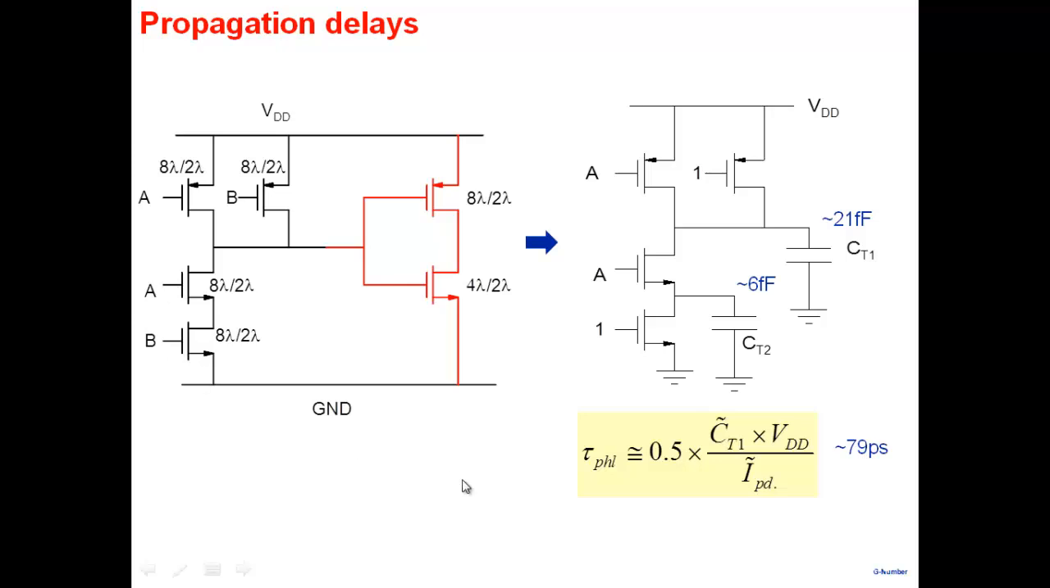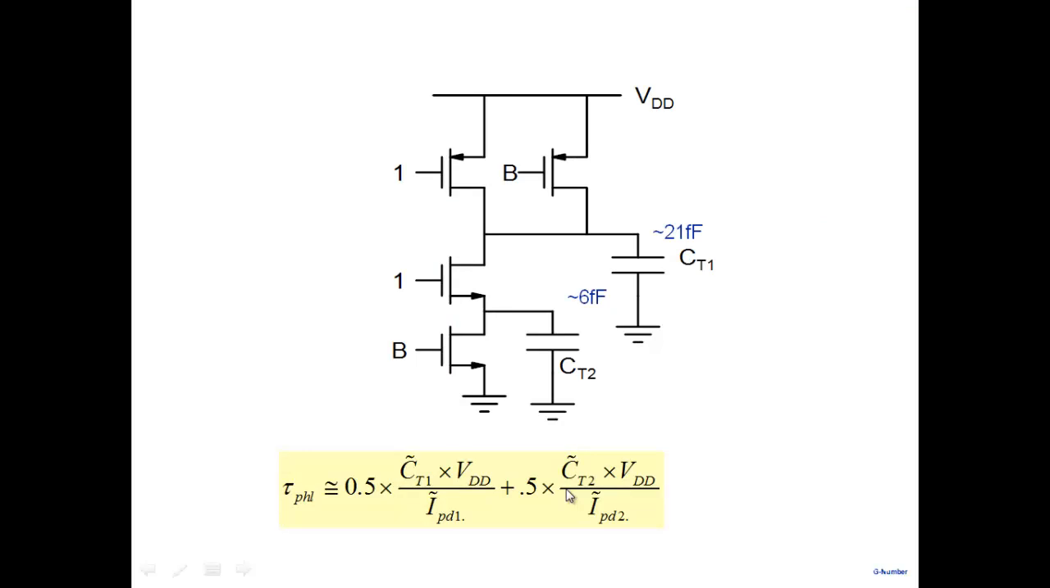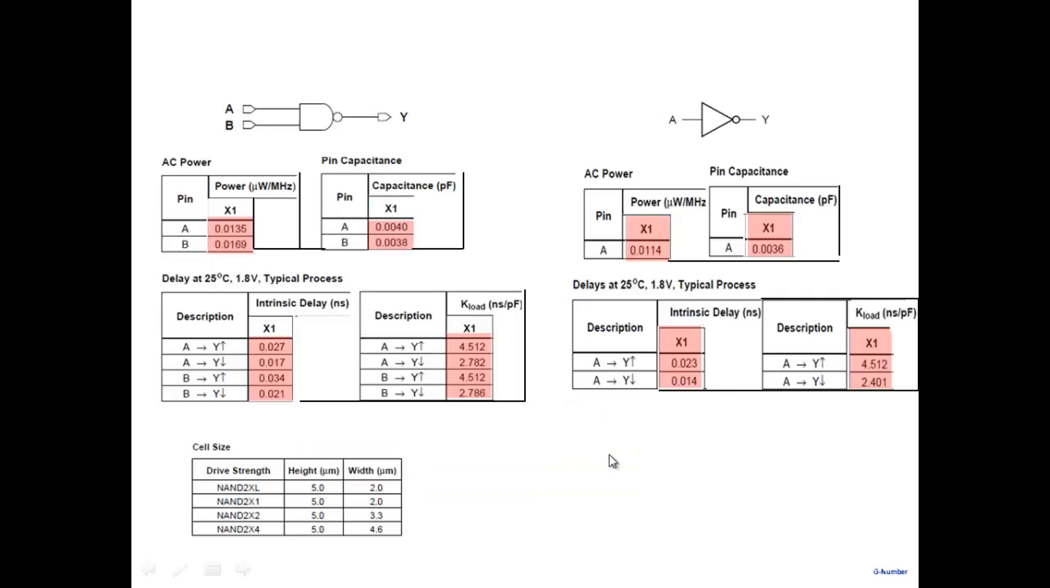I'm showing it for tau p high to low, similarly for low to high also. In this case I said B is going from 0 to 1. But what if it's going from 1 to 0? If it's going from 1 to 0, please note that this capacitor and this one will have to be charged to VDD. So 2 capacitors have to be charged, and therefore tau p LH would also be high in this case. Both will be high here. So you can see the comparison here.